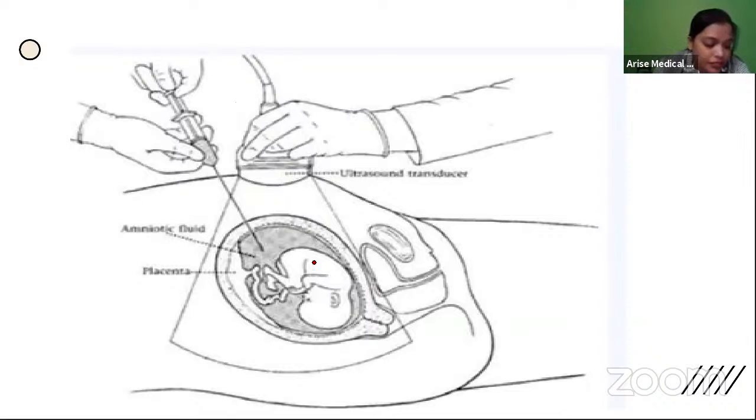Next image. The one which you saw just now was chorionic villus sampling. The next image which you're seeing here is amniocentesis. Again, ultrasound guided, they're sending the needle and tapping the amniotic fluid for checking the karyotyping. So this is called amniocentesis. Okay.